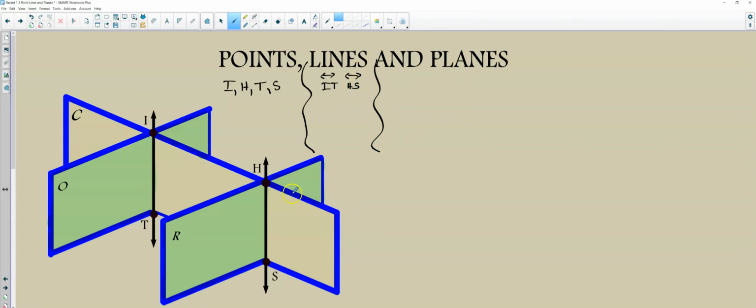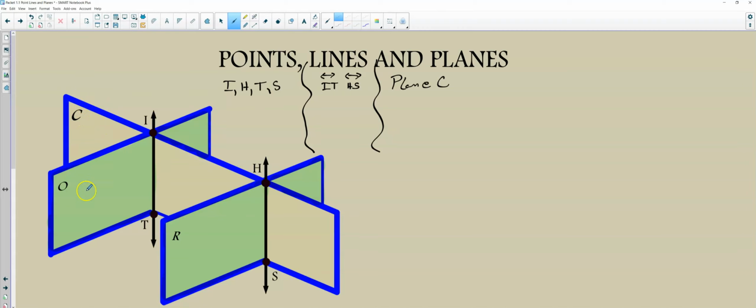A plane has to be named either by 3 non-collinear points or by a single letter. So we have this big plane right here. I'm gonna name that plane C. I'm naming this one, the long one, right? It doesn't matter. I'm looking at it as the long one, but remember, planes have no end, so this flat surface will go on forever.